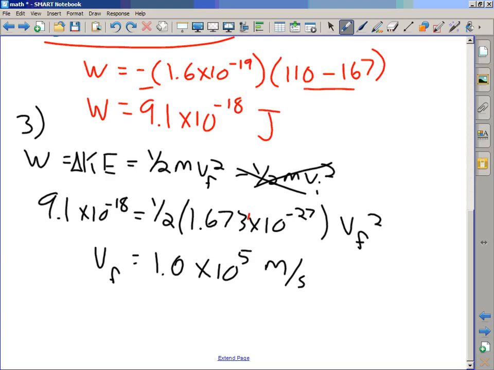I multiplied instead of dividing on something like that, so like negative 0.7. Gotcha. Yeah, be careful with your math.